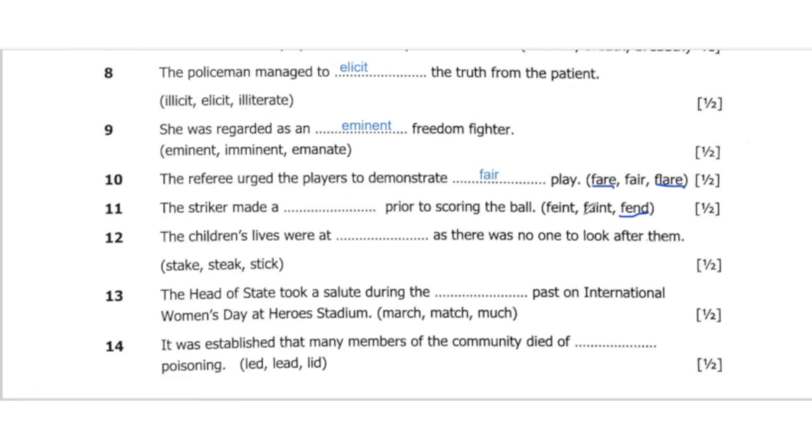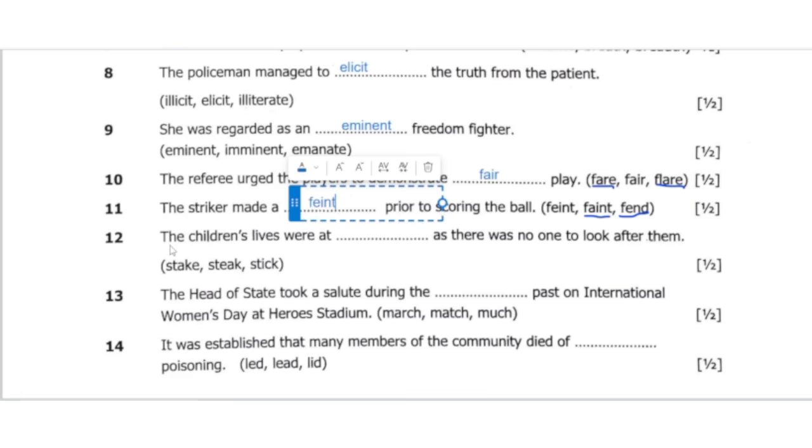Then faint, this is when you become semi-conscious, you are not fully conscious. Sometimes when people faint, they definitely become unconscious, they don't even recognize what is happening. So here the correct answer is this one, faint. The striker made a faint period to scoring the ball.